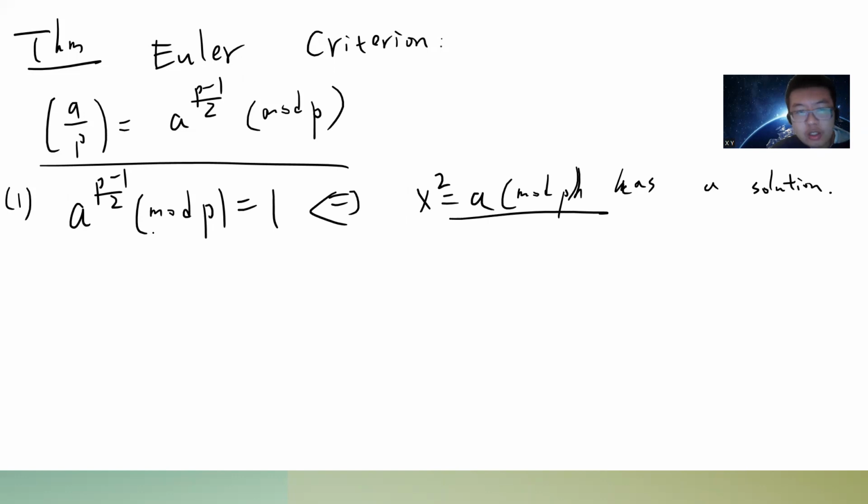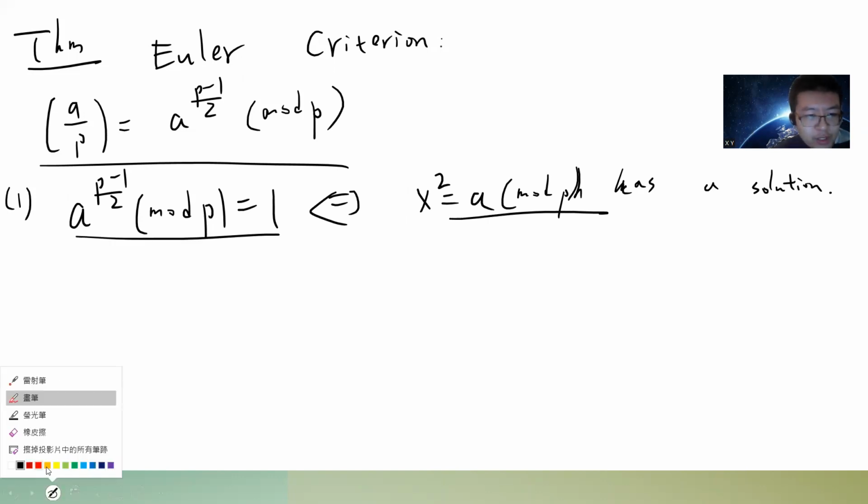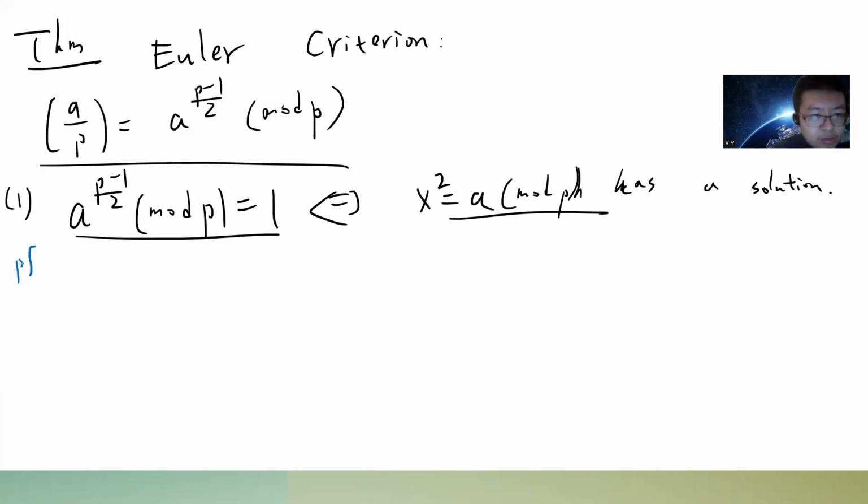So the proof of this fact is a little bit non-trivial. If you think a little bit, then you will find that one direction is trivial, another direction is hard. So let's prove the simple direction, which is assuming we have a solution.